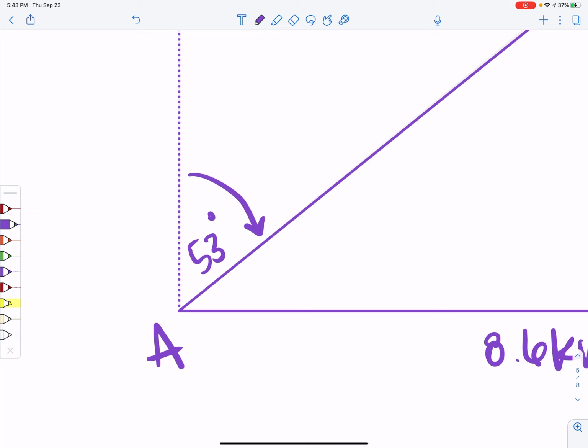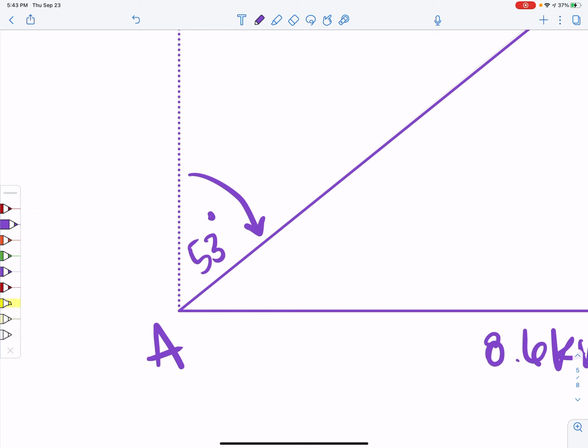Remember that the dotted line is the north line, and the solid horizontal line is my east-west line. Hopefully you realize that your north line and your east line meet at a right angle. And so if these meet at a right angle, then you can easily tell that these two angles that I've drawn are complements of each other.